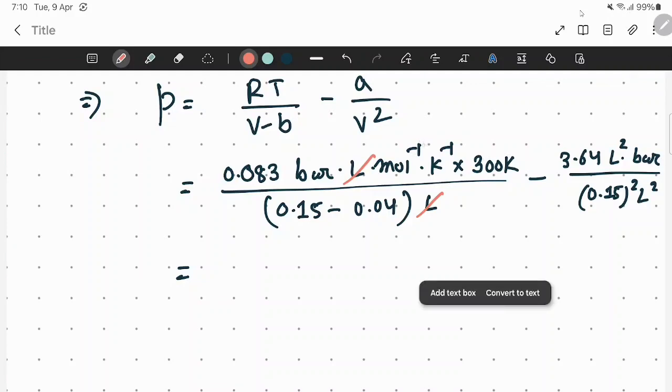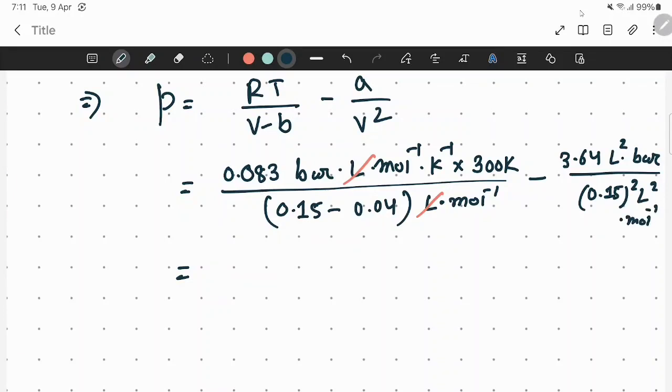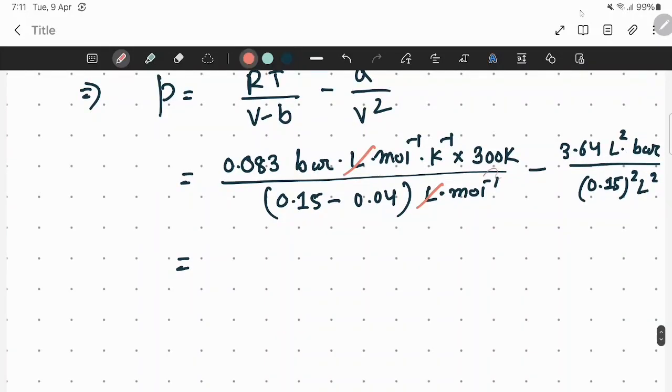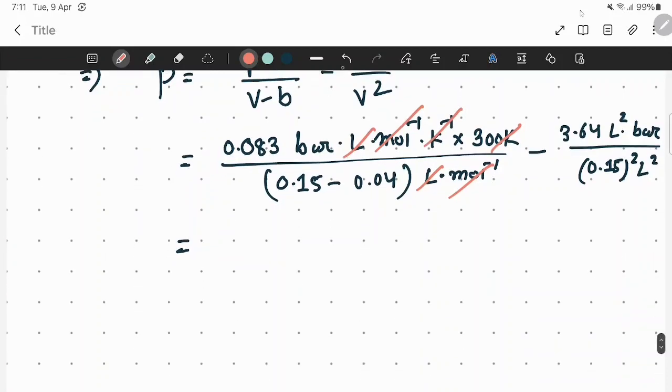This mole inverse will not be there because this is for one mole. That's why I was not writing it explicitly. If you write it, then you have to write it in each case, if you want to carry the mole, otherwise you have to remove it from everywhere. Here it will also be mole inverse, so they cancel out.